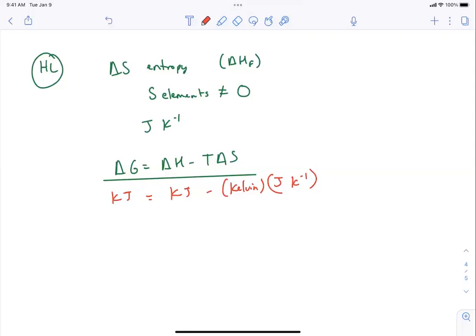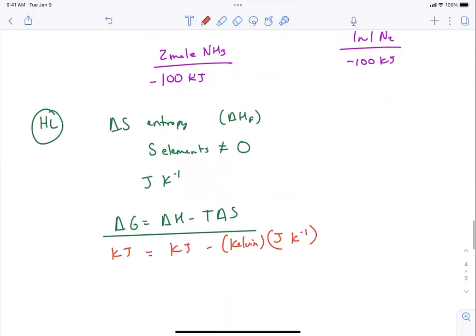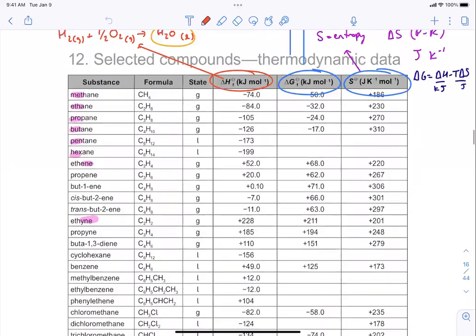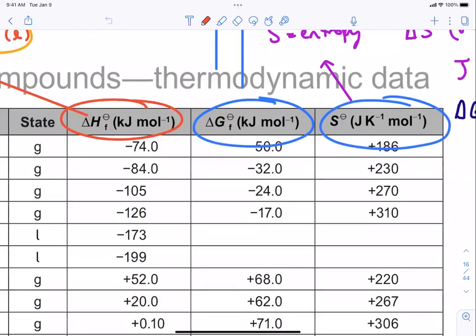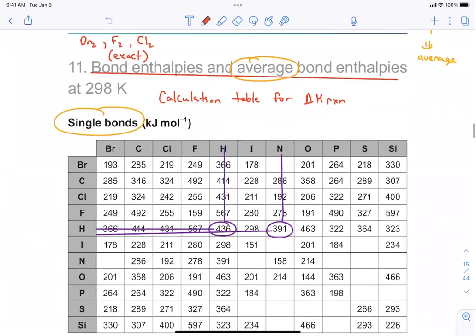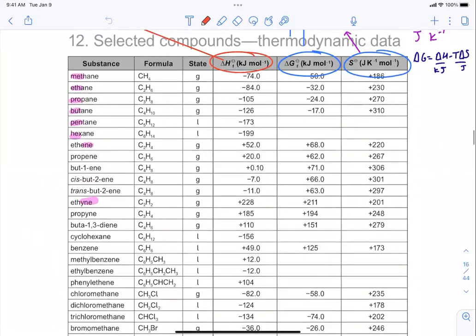But yes, Marissa is right. The data booklet is your best friend in a lot of these things because every value in the data booklet, if it's a number, has a unit on it, whether it's delta HF, delta GF, S, bond enthalpy, they're all given in kilojoules per mole. So they're all written out here for you what these units are. And so pay attention to the top of these tables because it's super, super important that you follow through with all this to make sure you get the right answer.